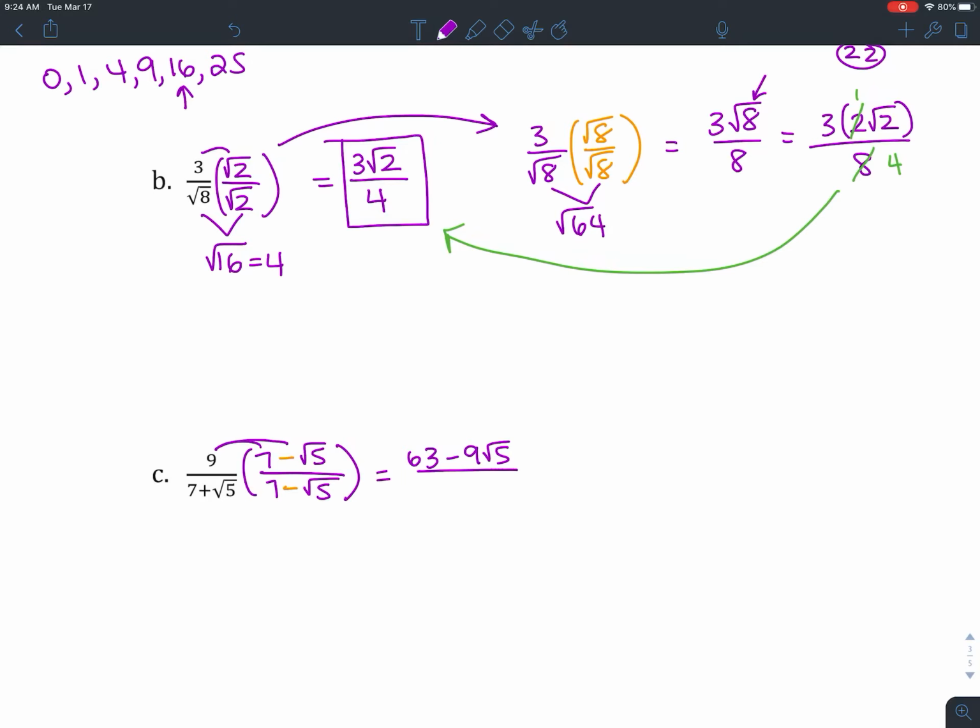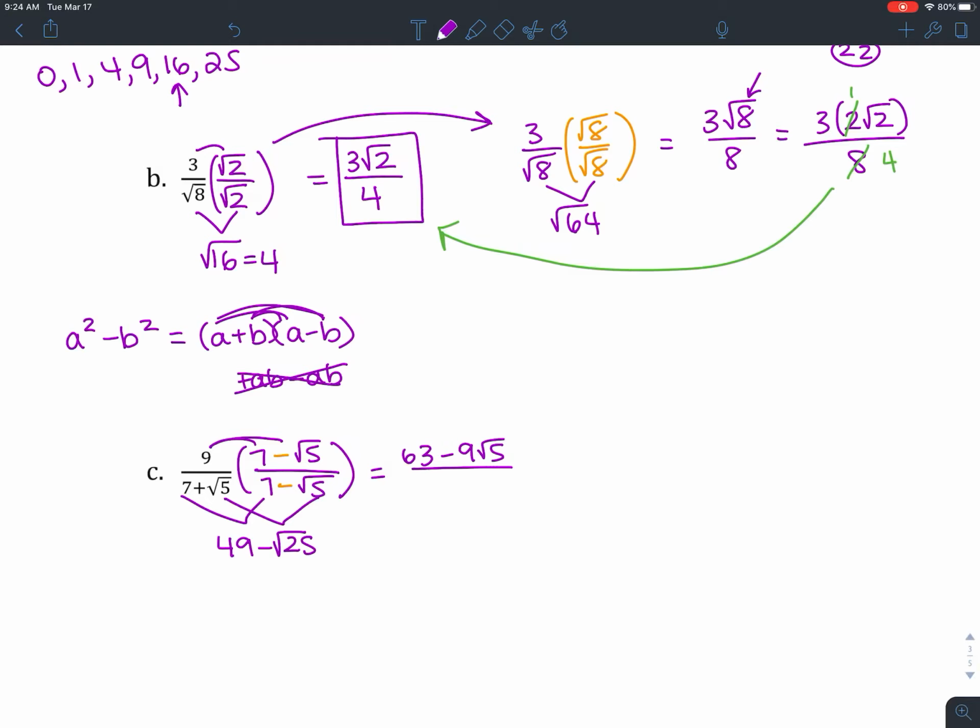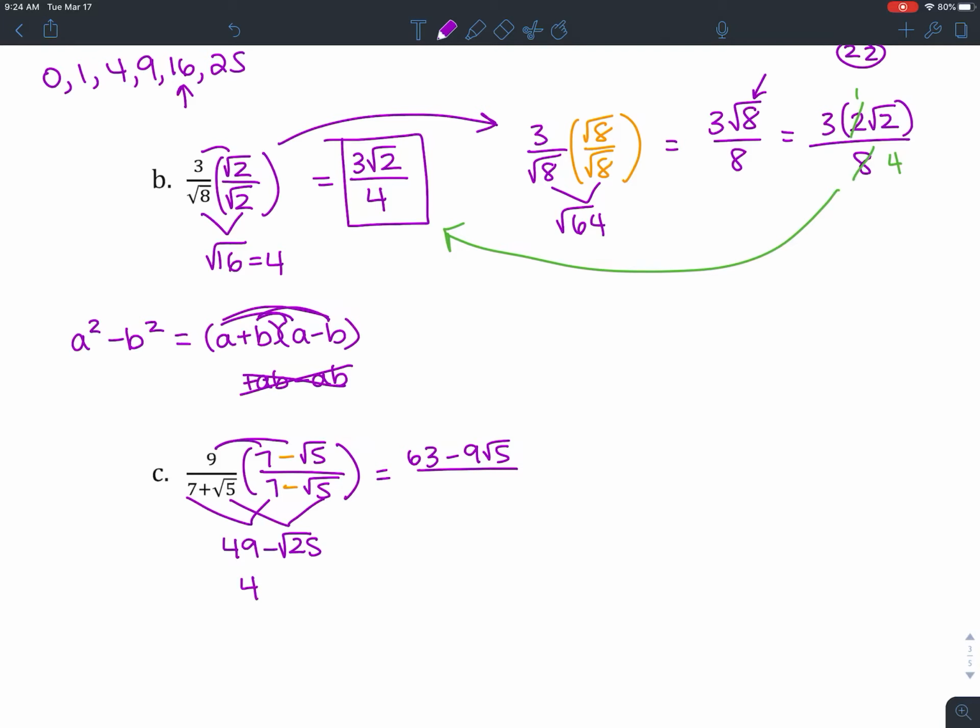If I do the plus and minus, remember, a squared minus b squared. If I factor that, then we get a plus b and a minus b. So I end up losing the middle terms of positive ab and negative ab if I multiply by FOILing. They cancel out. So that's why I get 7 times 7 is 49, and that times that is negative square root 25. Which means this is 49 minus 5, which is 44. I can't simplify the numbers that are all outside the radical, so I'm just going to leave it like that.